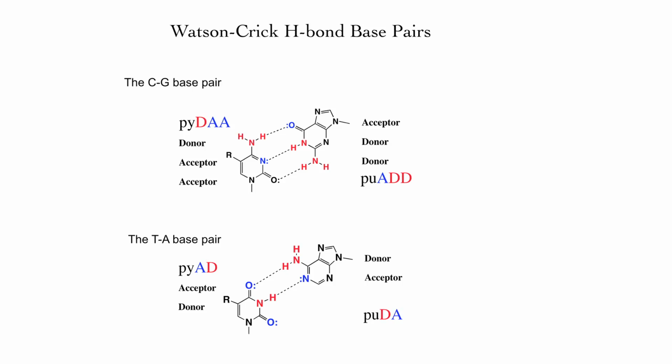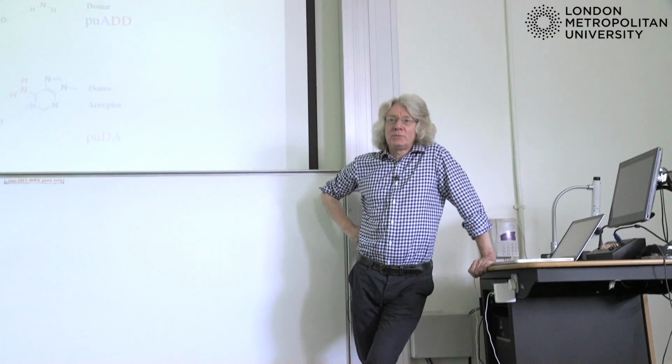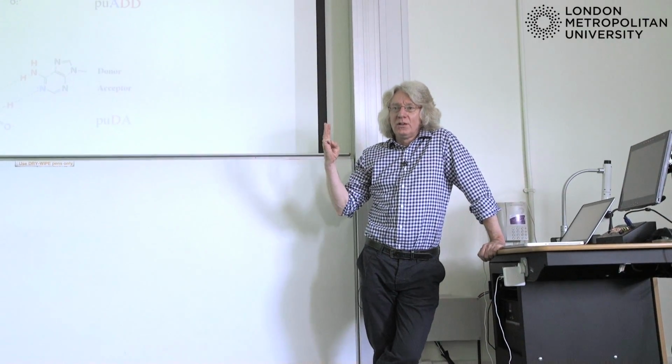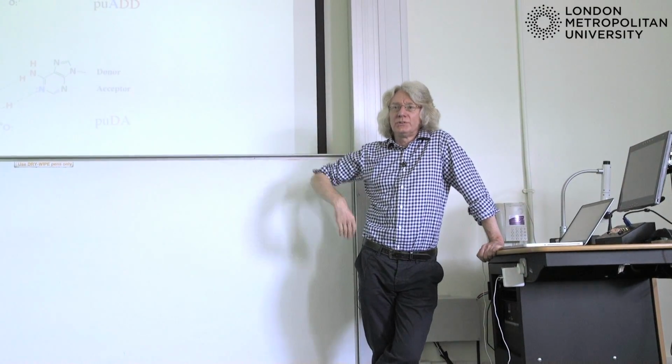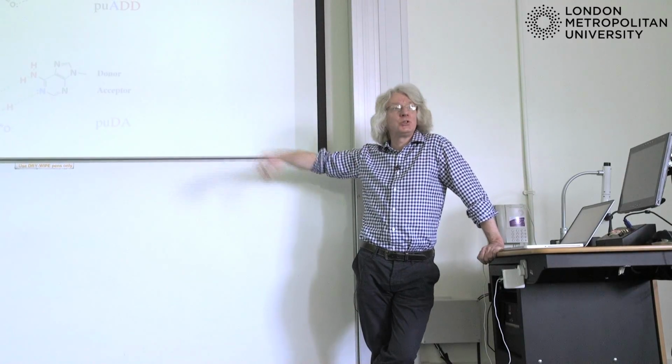And the TA base pair, small thymine, or uracil in RNA, binds with adenine, the purine, in both DNA and RNA. And you notice that the CG base pair is held together with 3 Watson-Crick hydrogen bonds, the TA base pair with just 2.